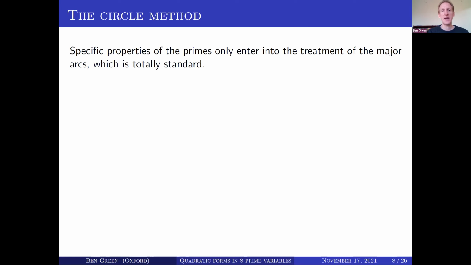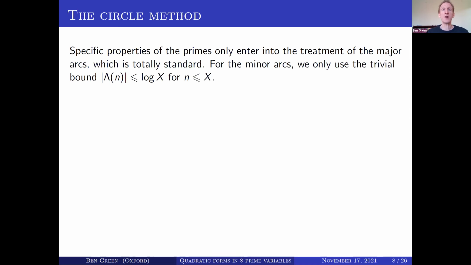And in fact, it can be done with far fewer than 8 variables. It can be done with 5 variables. And this is a standard thing that we can lift. I actually just lifted it pretty much straight from Zhao's paper, but it's standard in other places as well. And for the minor arcs, you don't use anything specific about the primes other than the fact that there are quite a lot of them.